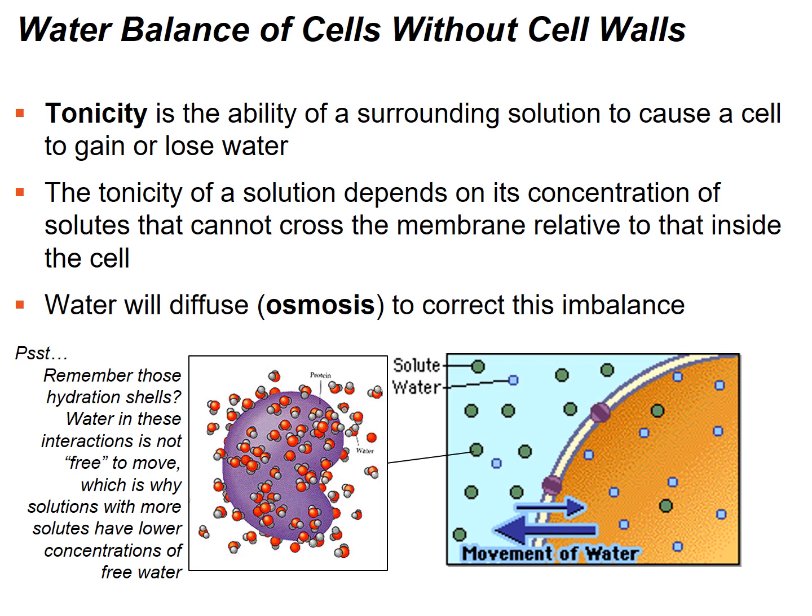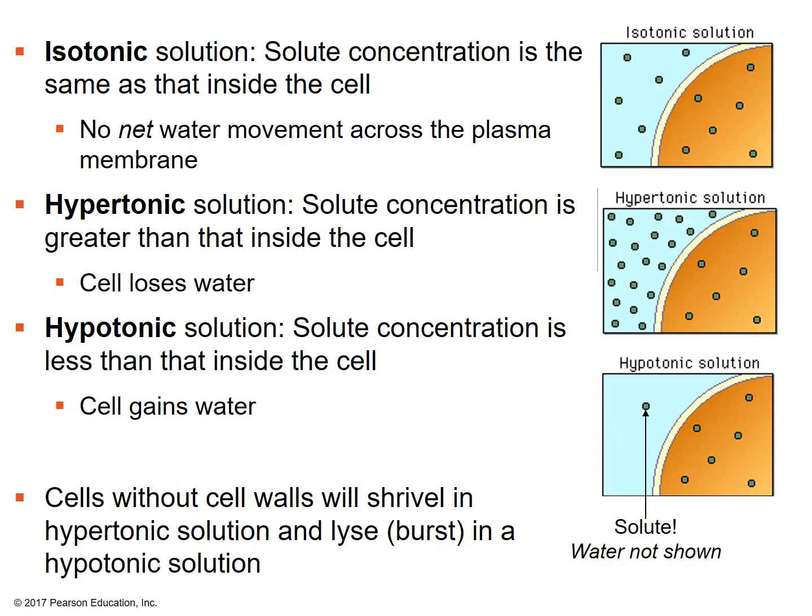Here's another picture to give you a sense of that and to remind you of what these hydration shells actually mean. We use the term tonicity. This is the ability of a surrounding solution to cause a cell to gain or lose water. Same principle as osmosis. We're just going to give it a name to describe how this solution influences the osmosis of a cell. An isotonic solution is going to have a solute concentration the same as the cell. This means no net movement across the membrane.